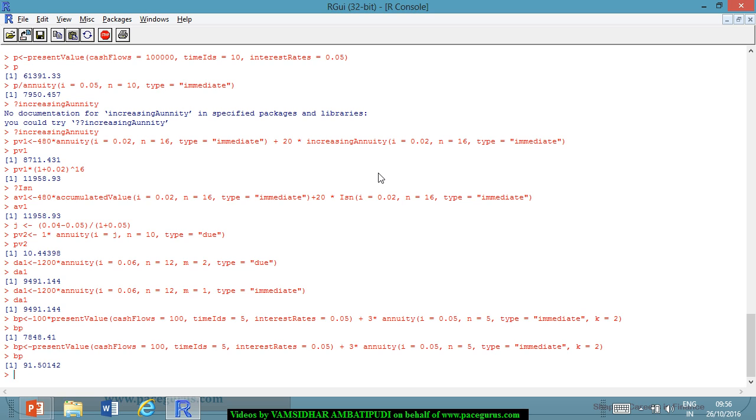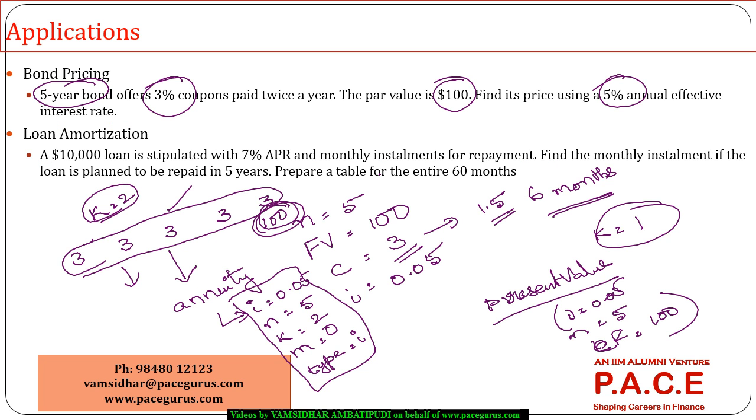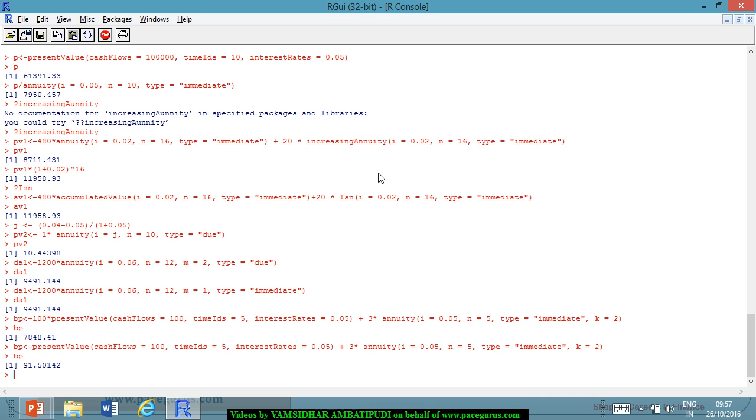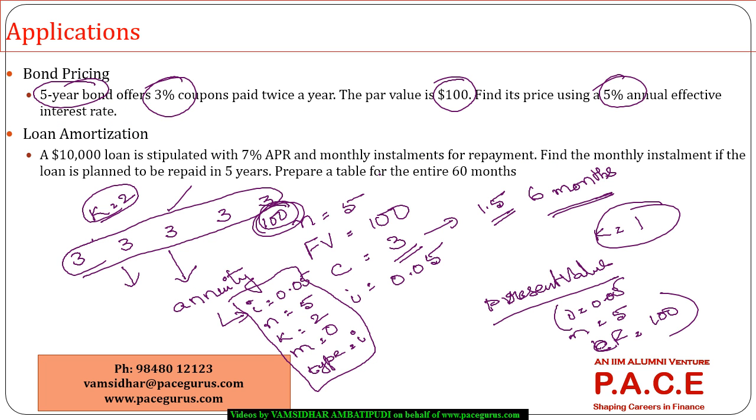So for this particular bond, which is going to pay me a 3% coupon, with the payments being made twice a year, par value being 100, and the maturity of the bond being 5 years, if I want to find out the present value using an annual effective interest rate of 5%, it works out to 91.5. So that is the value of the bond as per its features.